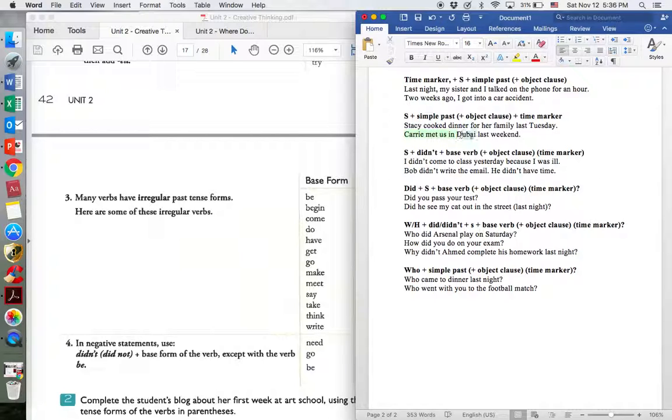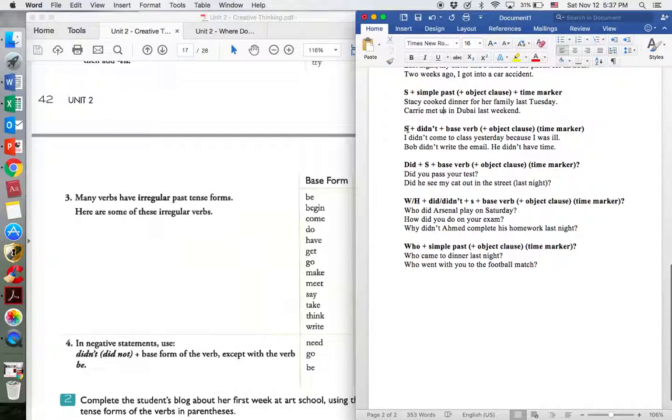Carrie met us in Dubai last week. Carrie's the subject, met is the simple past, that's an irregular, and then us in Dubai is the object clause. Last week is the time marker. Next, subject, didn't, base verb, object clause, and time marker are optional. So this is how we make a negative with the simple past.